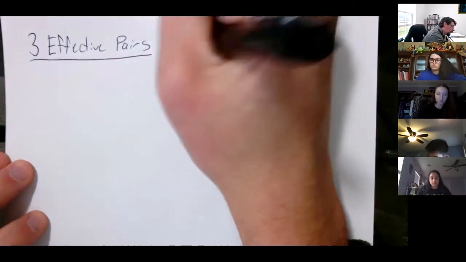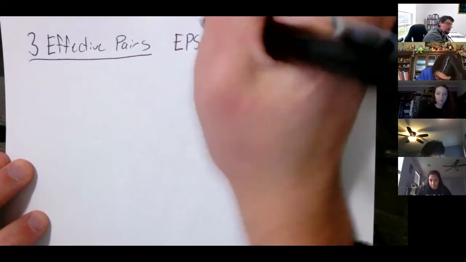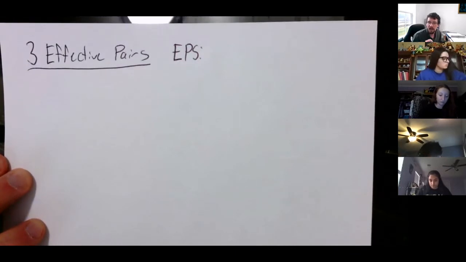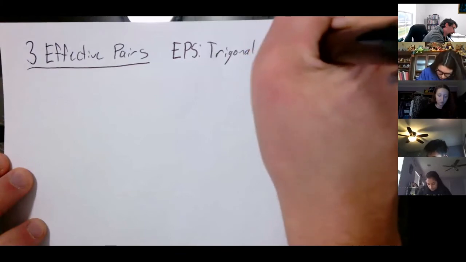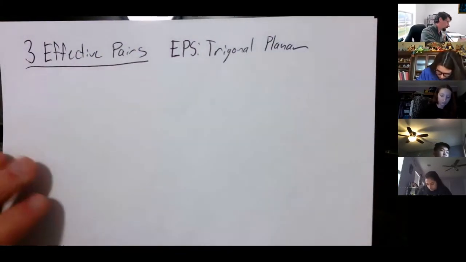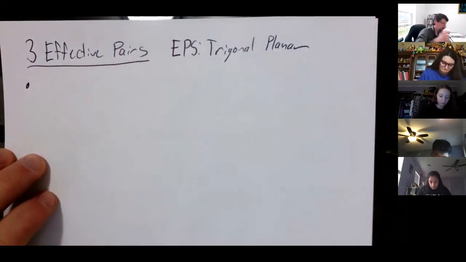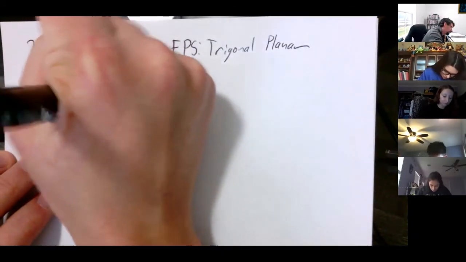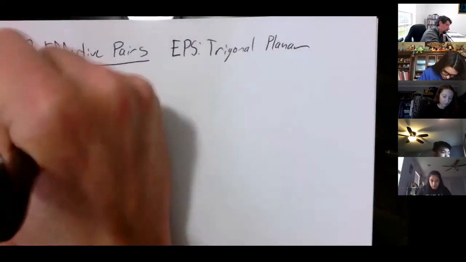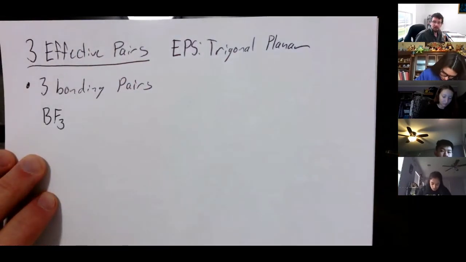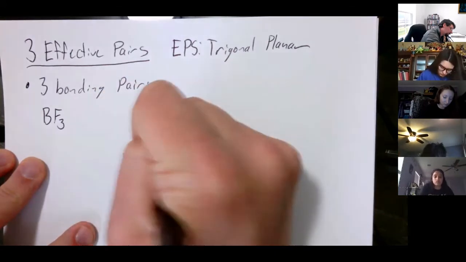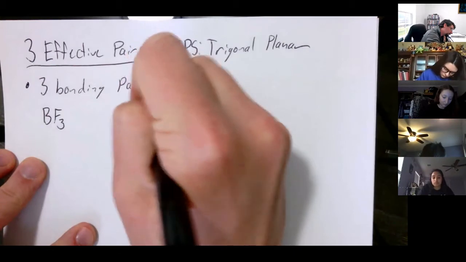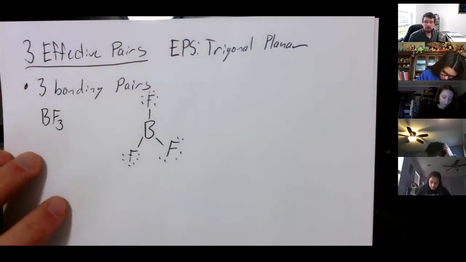Sound good? Okay, so if we have 3 effective pairs, what does the electron pair shape have to be? Trigonal planar. Yep. Okay, let's draw one of these molecules out. So we're going to start with 3 bonding pairs. So let's look at boron trifluoride. If we draw that guy out, that's what we get.